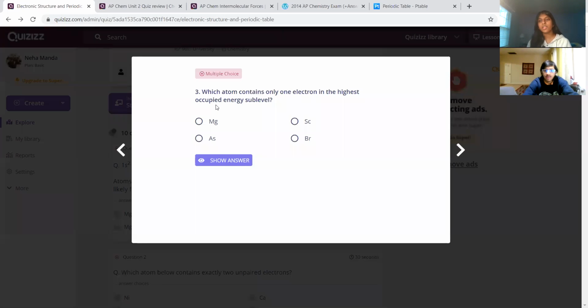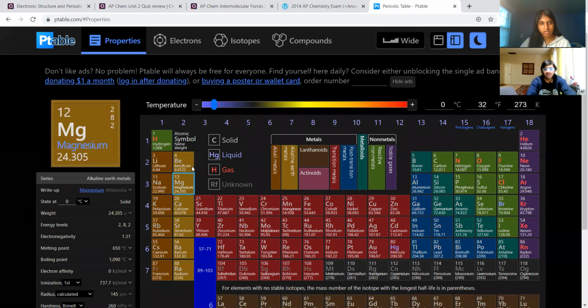Wait, is sublevel like SPDF or the numbers? I would think just valence electron, right? So it should only have 1 valence electron, essentially, right? Is that what it's asking? The highest occupied energy sublevel is the outermost shell, right? Yeah, so it's not Mg. Mg has 2.